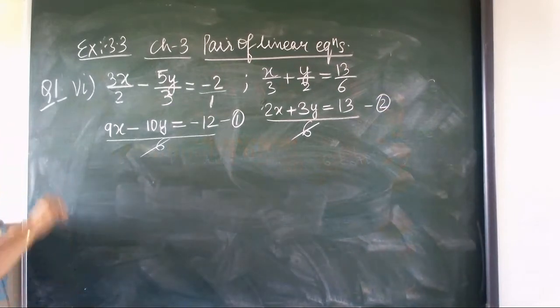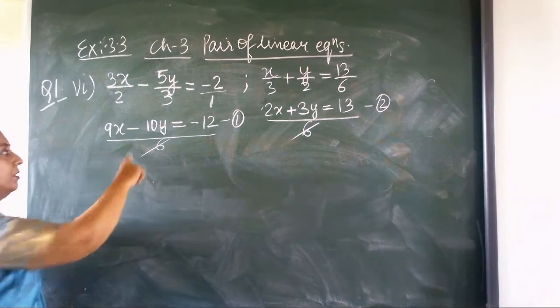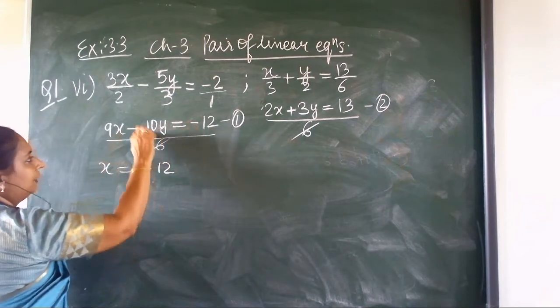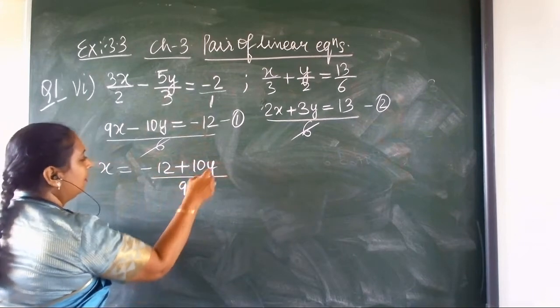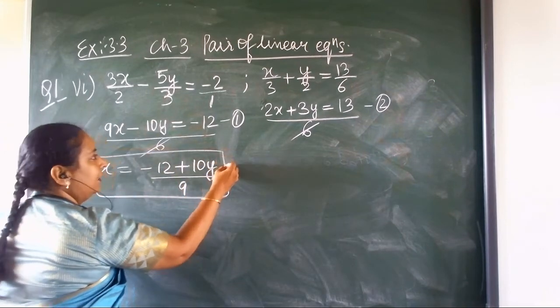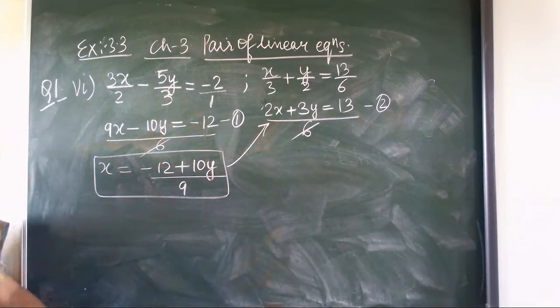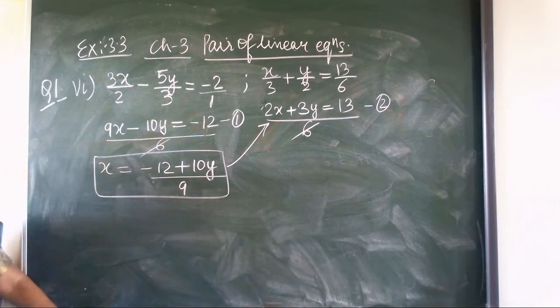Now we solve these two equations by the substitution method, and you know how to substitute. First we find the value of x from the first equation, that is minus 12. If we take minus 10 there, it becomes plus 10y and whole upon 9. Now we have to put this x value in this equation. Then we solve for the y value and find the value of y, and then again we put the y value in this, we get the value of x. As explained in the previous questions, in the previous class also, you can do yourself. Clear?